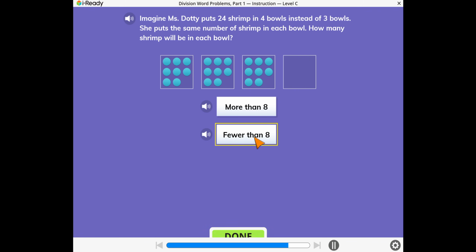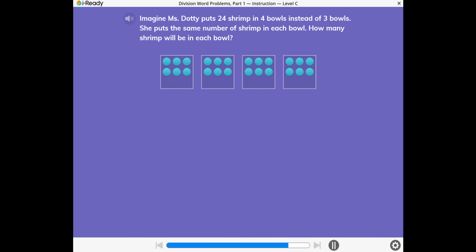More than 8 or fewer than 8? I bet it's fewer than 8. Way to go! There will be fewer than 8 shrimp in each bowl. Now solve the problem. How many shrimp will be in each bowl?